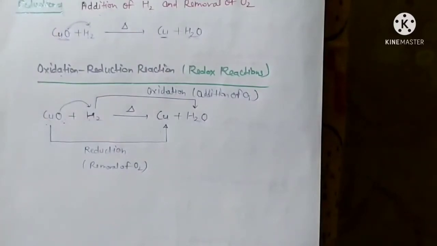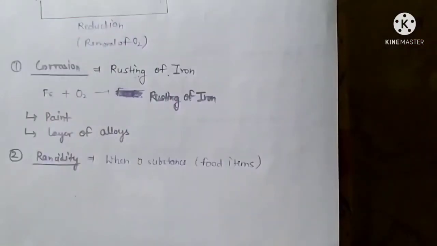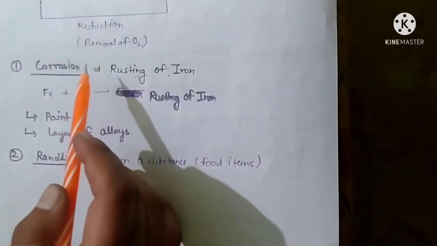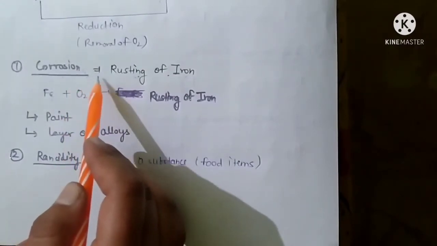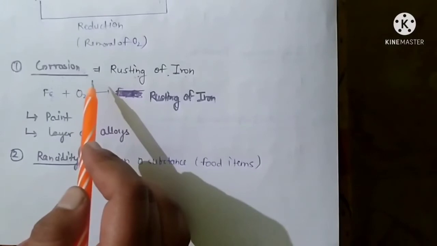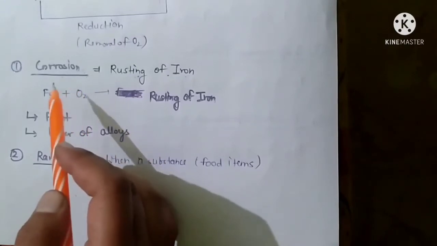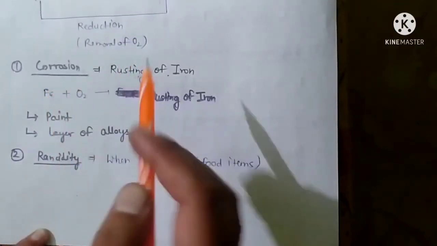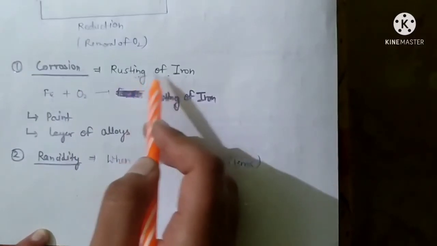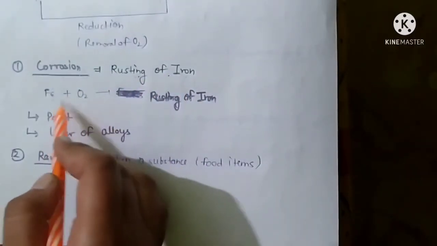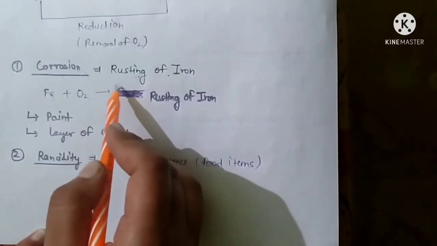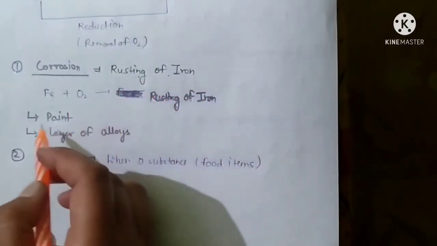Now you have two important topics. On the basis of oxidation reaction, here are two important topics: corrosion and rancidity. So what is corrosion? Corrosion is when metal comes in contact with moisture like oxygen, water, then it gets oxidized and forms an oxide layer on it. Basically it is known as corrosion. Example of corrosion is rusting of iron. When iron contacts with oxygen, it gets oxidized. This is called rusting of iron.